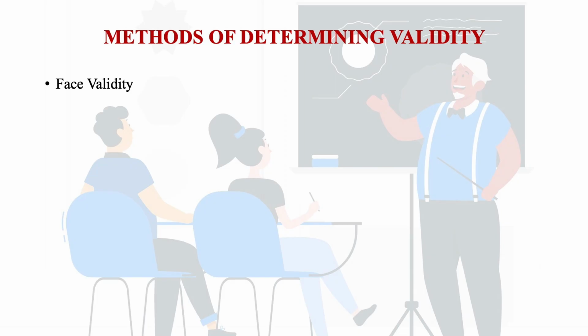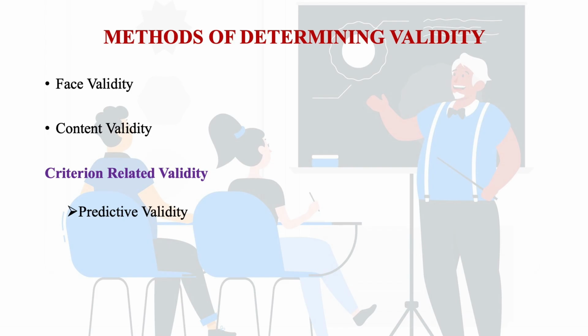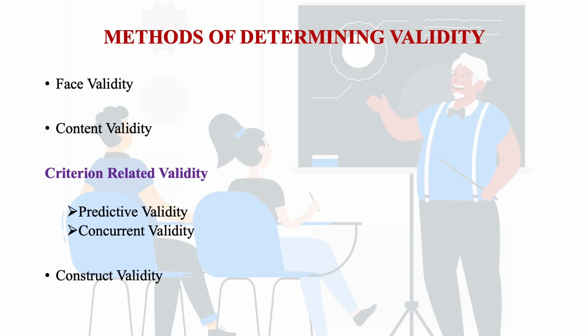Let us go forward. To understand the different methods we follow for determining the validity of a tool: first is face validity, then content validity, then criterion related validity. Under criterion related validity there are two techniques you can use, predictive validity and concurrent validity. The other methods are construct validity and factorial validity.